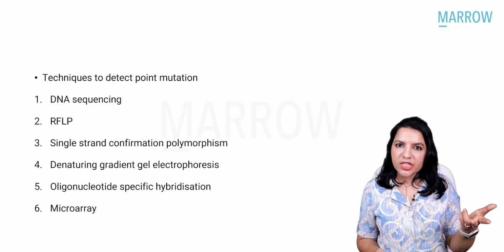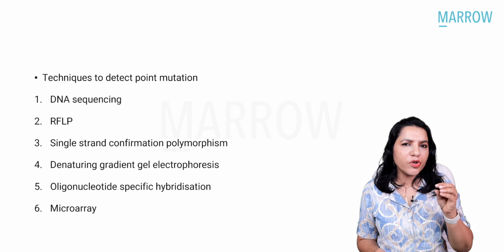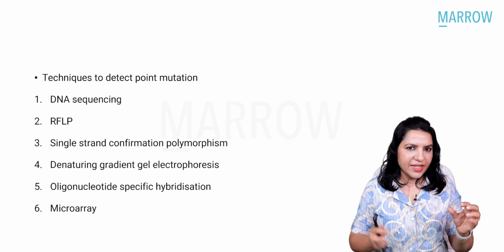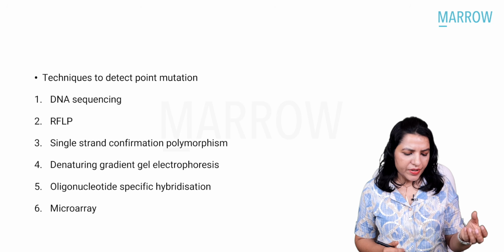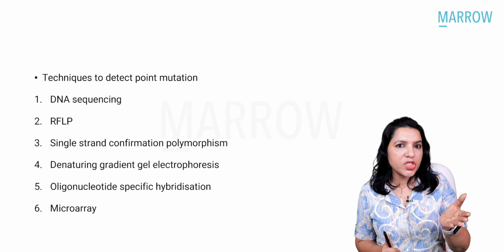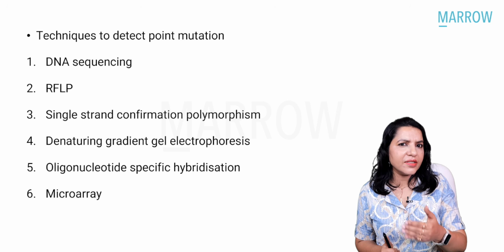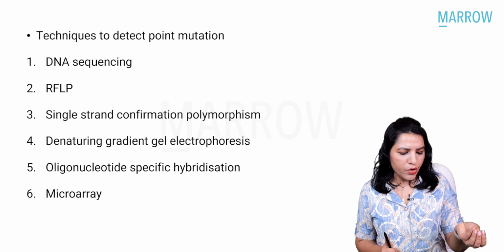Single strand conformation polymorphism, because certain polymorphisms will create a problem in the single stranded DNA, which can be identified. Likewise, there is DGGE, that is denaturing gradient gel electrophoresis. Again, another technique to detect the point mutation.